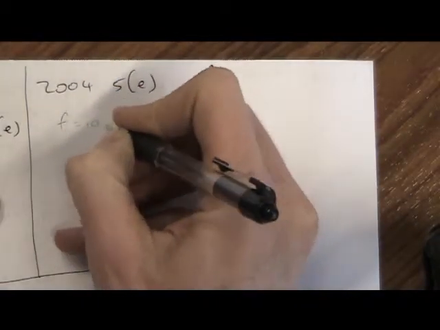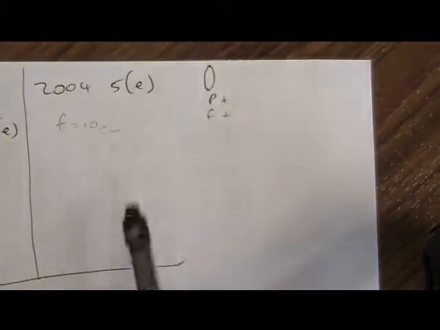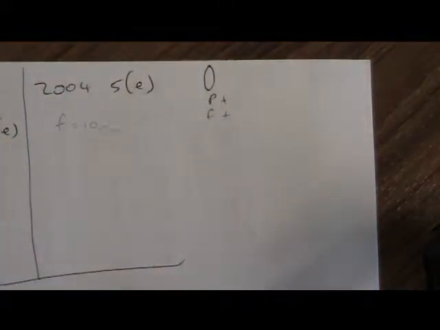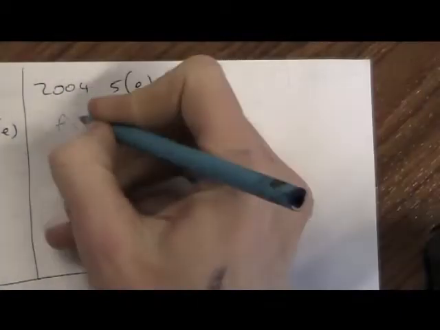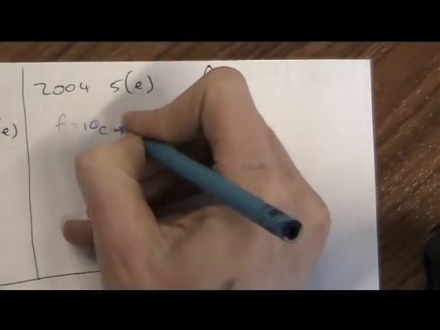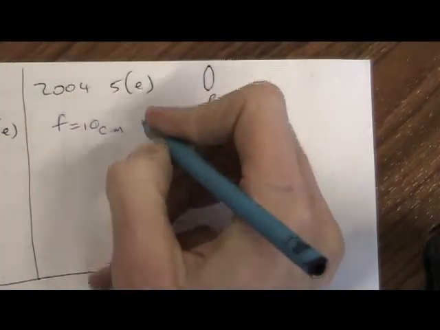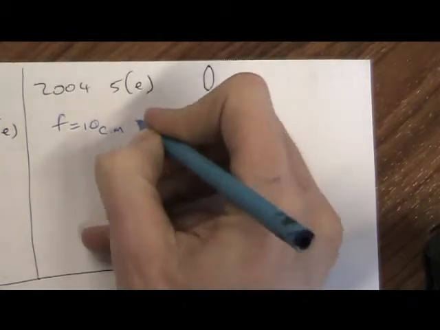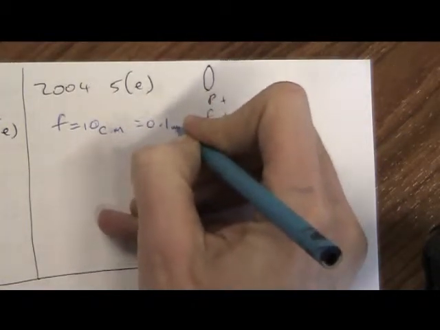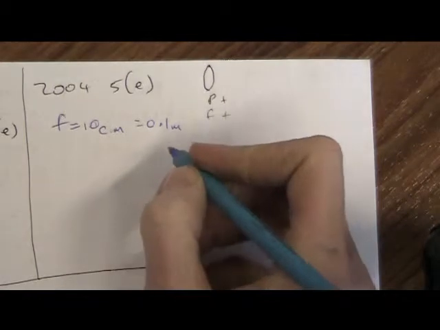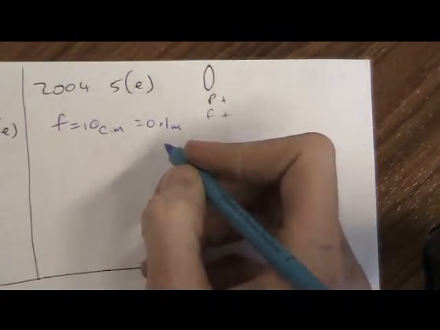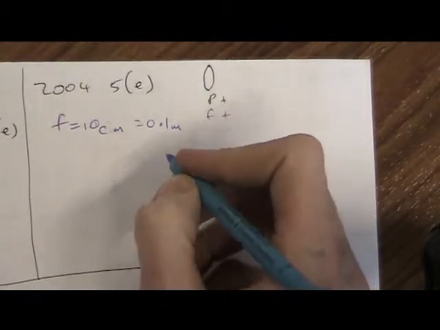Now it's centimeters, so that has to ring a bell because we want to change to meters. Centimeters to meters, you divide by 100. So that's equal to 0.1 meter. Use your calculator if you can't do it in your head. The two of them are placed in contact. What's the power of the lens combination?